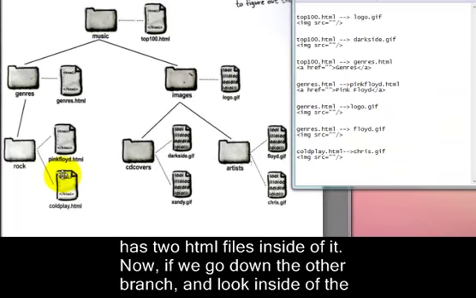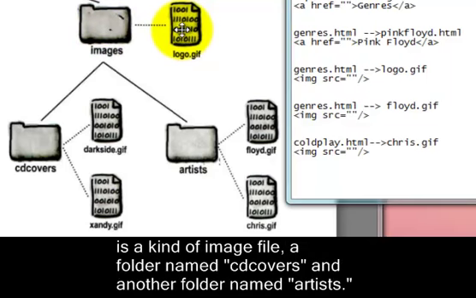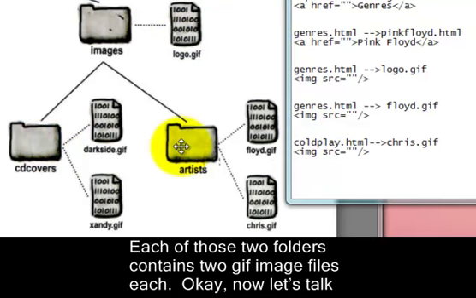So now if we go down the other branch and look inside of the images folder, what do we find? Inside of images, there's three things. There's one image called logo.gif, a kind of image file. There's a folder named CD covers, and then another folder named artists. Each of those two folders contains two GIF files each.